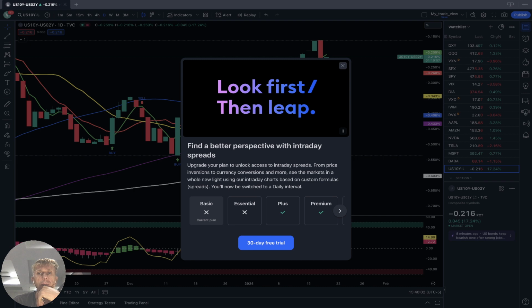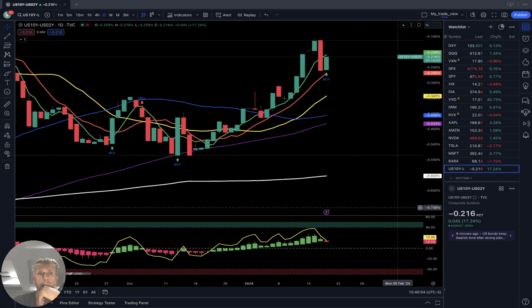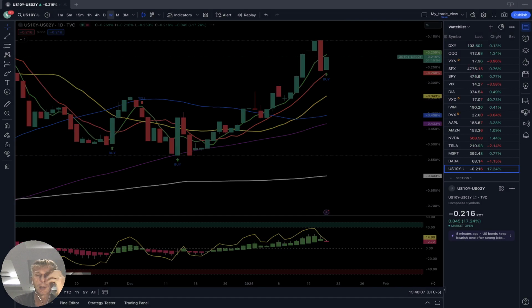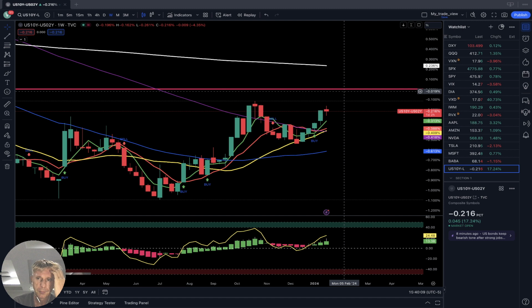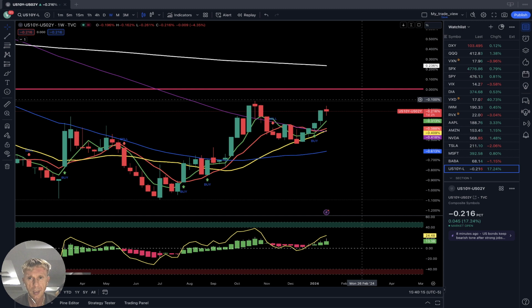Yield inversion, we are getting closer and closer to zero line, to red line. You see this red line? It's a yield inversion line. And it works 100%.